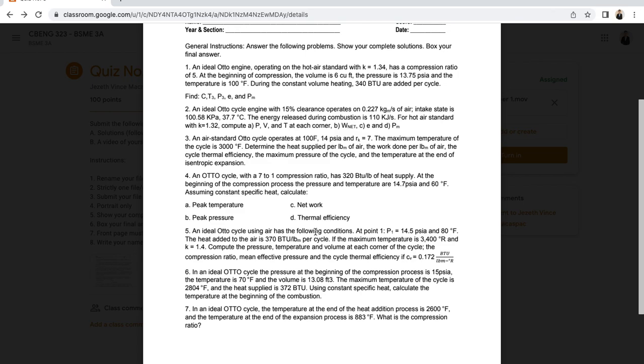Compute P, V, and T at each corner, for the W net, and for the efficiency e, and the MEP.